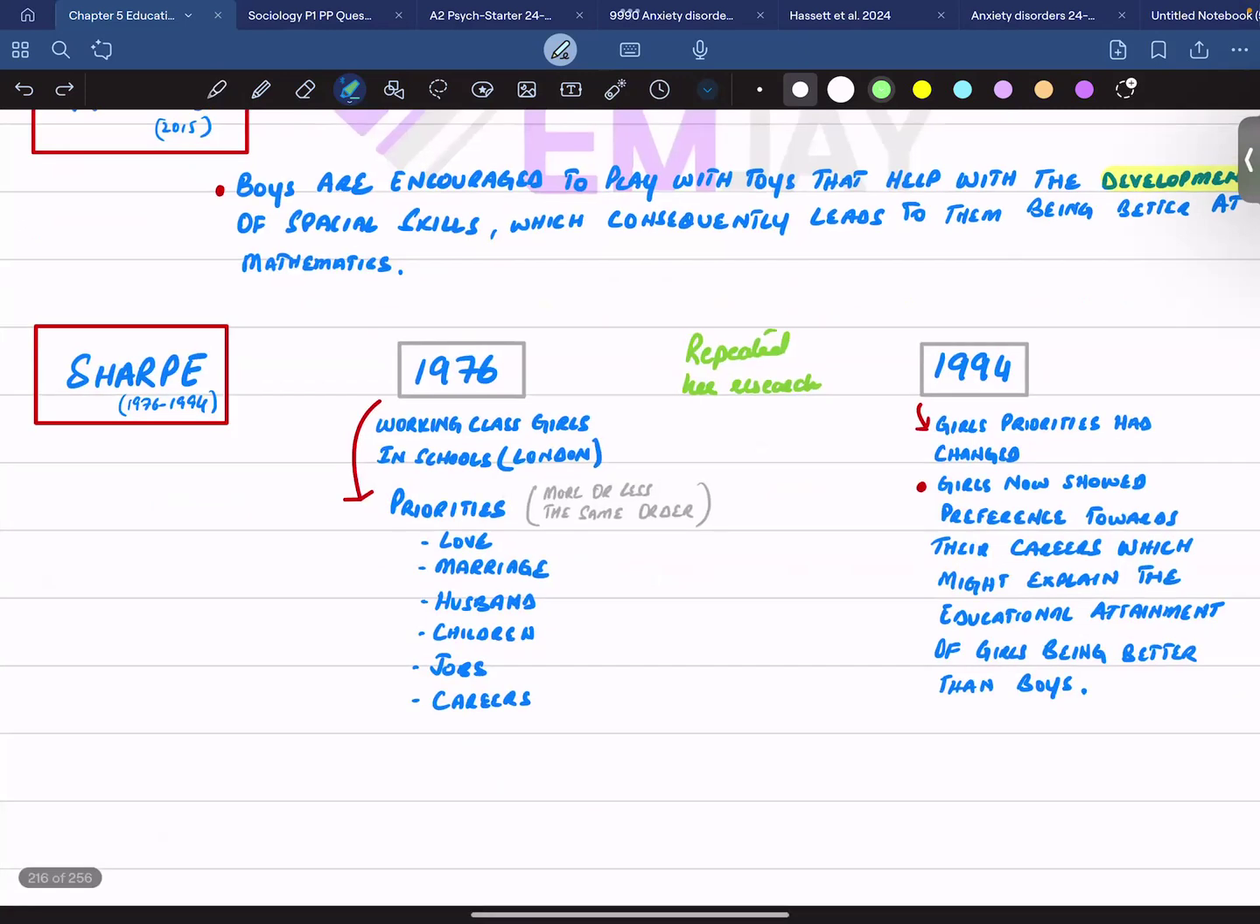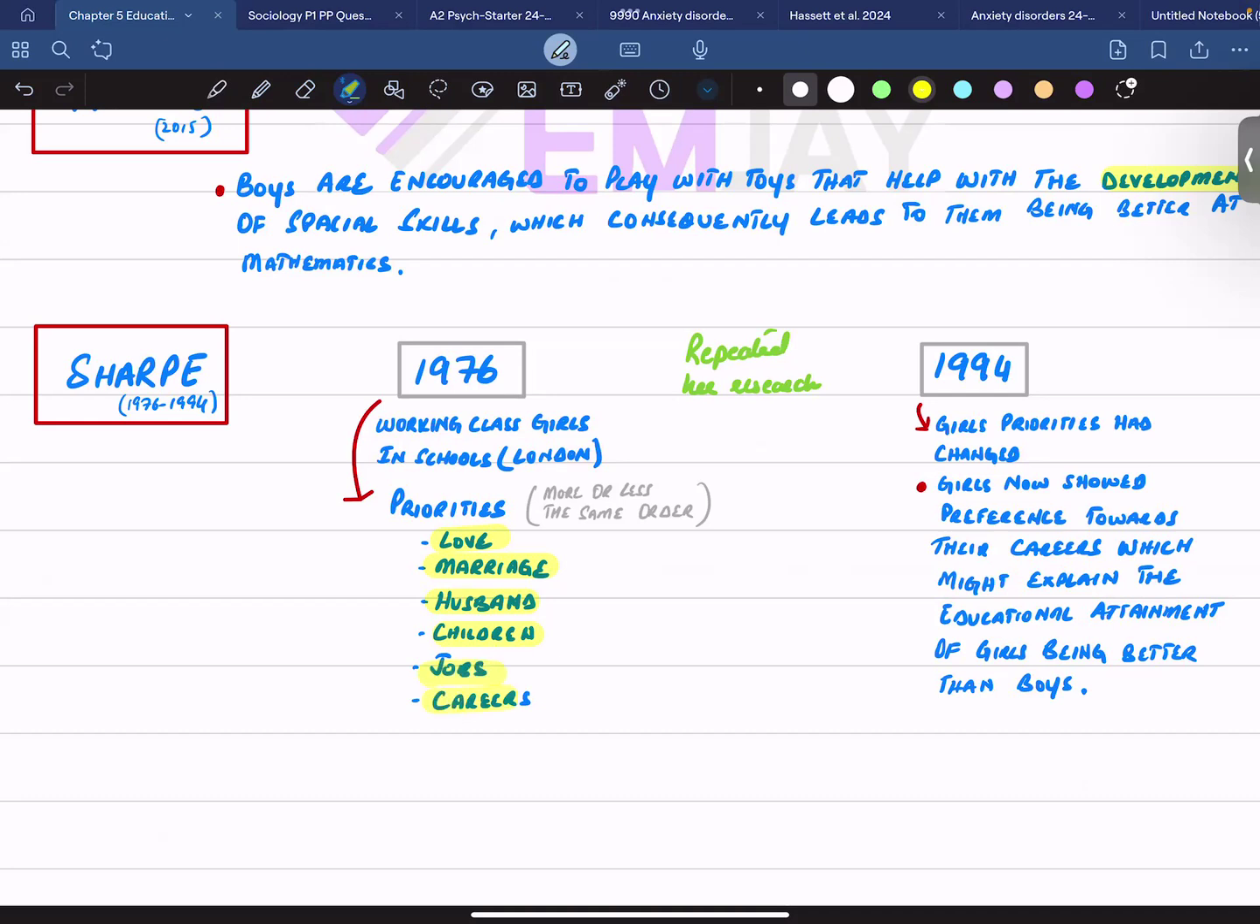Taking this ahead, if I may give you another example over here, there was a study that was conducted by Sue Sharp. Now, Sue Sharp conducted research in the 1970s, and then she conducted research again in the 1990s. So being specific, in the study that Sharp conducted in 1976, she collected data from working class girls from different schools in London. And what she found out was that when these girls were asked about their priorities or their preferences, they were pretty much in this order. For them, love was important. For them, marriage was important. For them, husband was important. Having children was important. And then came jobs and careers.